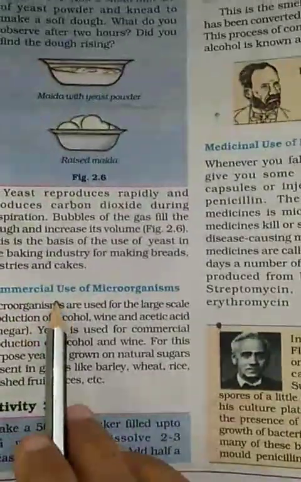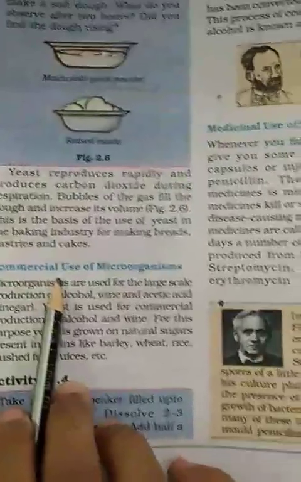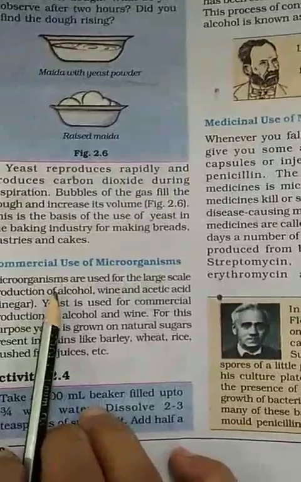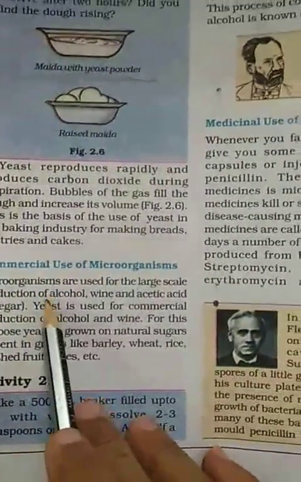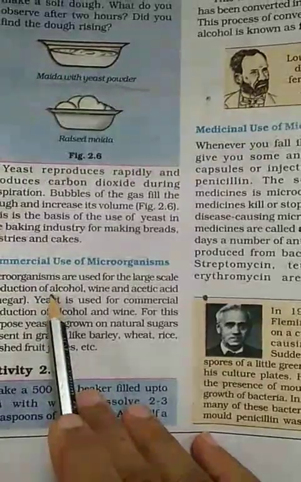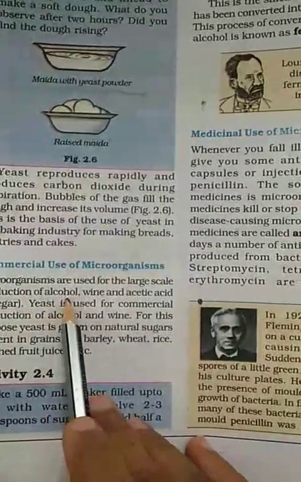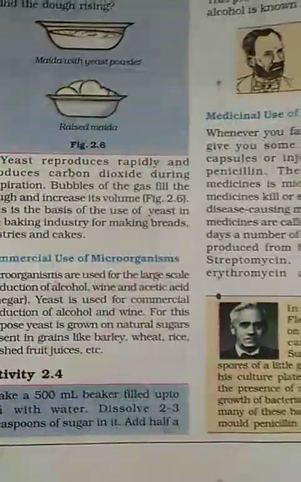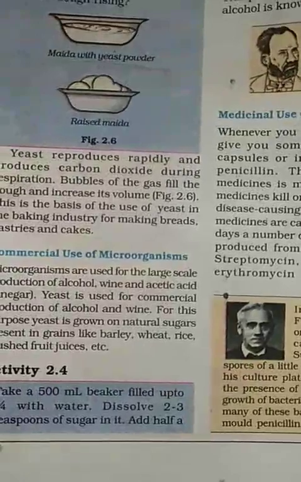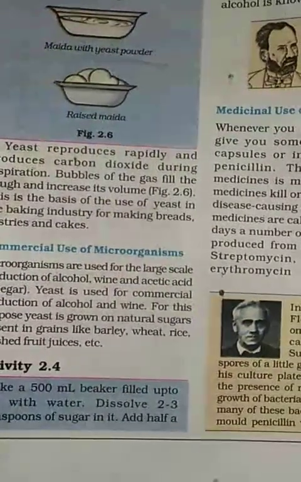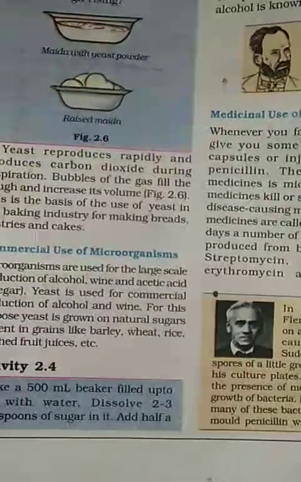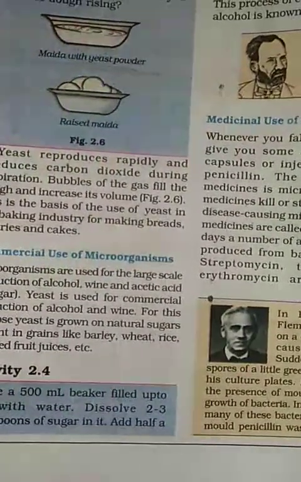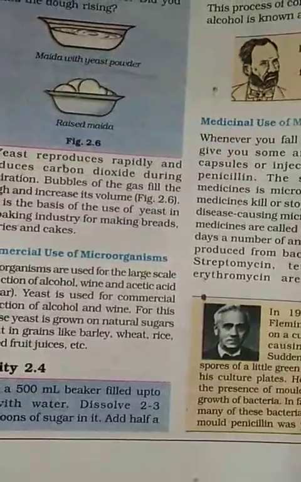The next is commercial use. Commercial means how microorganisms are used in big factories or companies. Microorganisms are used for the large scale production of alcohol, wine and acetic acid, that is vinegar. Yeast is used for commercial production of alcohol and wine. For this purpose, yeast is grown on natural sugars present in grains like barley, wheat, rice, and crushed fruit juices.